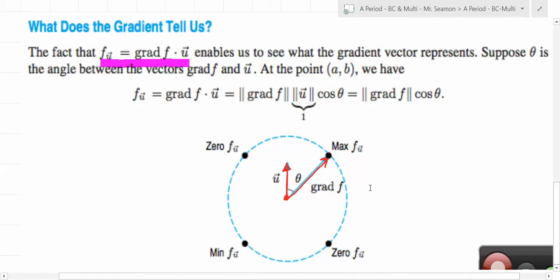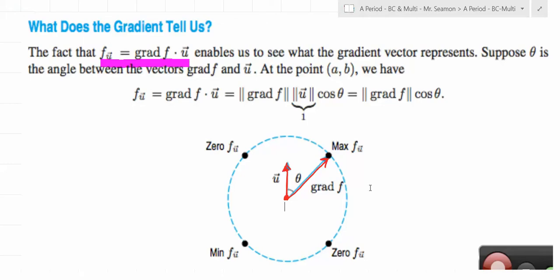It's functionally the same thing. The idea here is, just remember, we know that the directional derivative is the dot product of these two, correct? The dot product of these two is the magnitude times cosine theta. This is 1, because by definition it's a unit vector. So what are we left with? The magnitude of the gradient vector times cosine of theta.